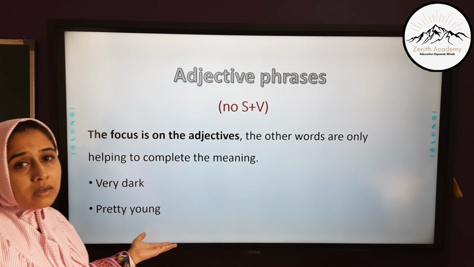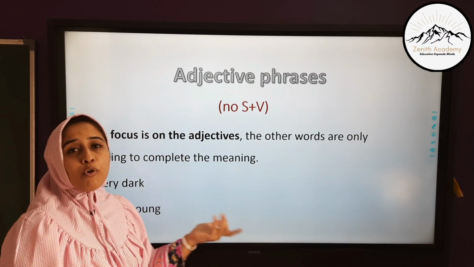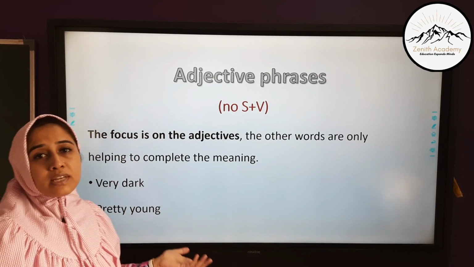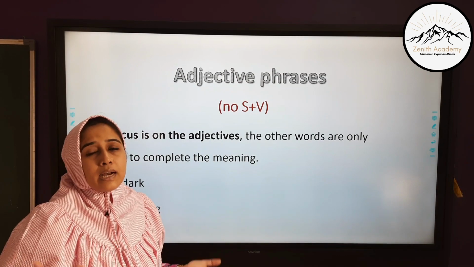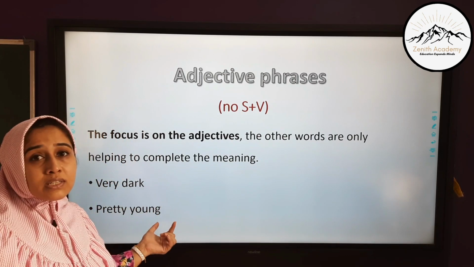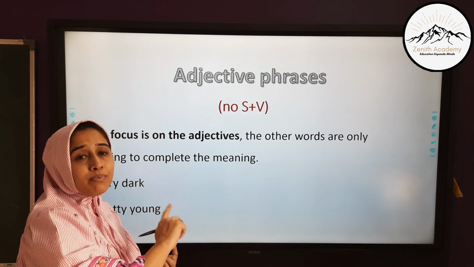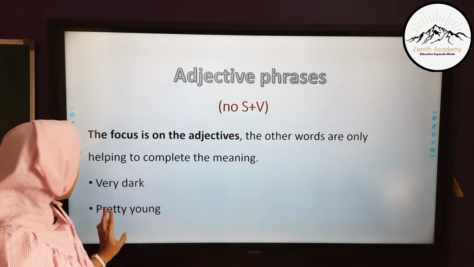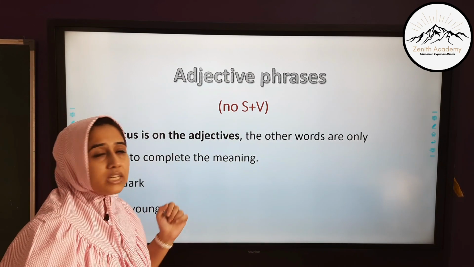Pretty young. Here, pretty and young both are adjectives. As we know, we often use these two words to describe a person, that a girl is pretty young or a boy is pretty young, where pretty does not describe the beauty, but it describes the other adjective, that is young. So both are adjectives, and that is why it is an adjective phrase.